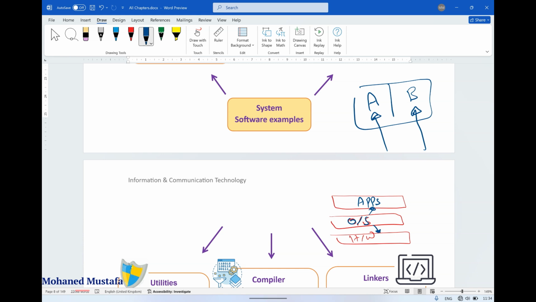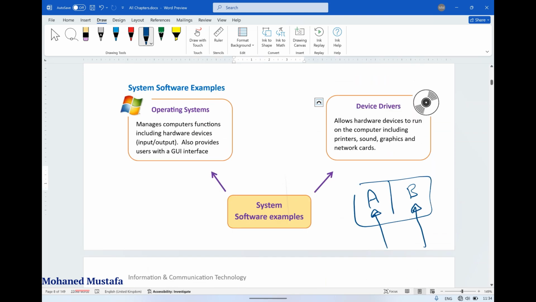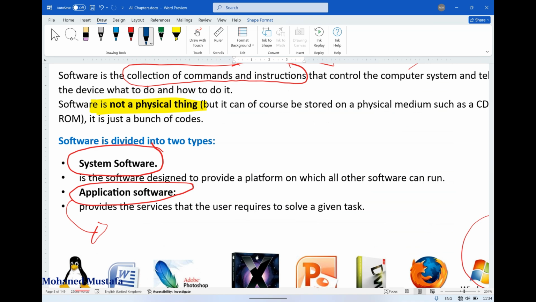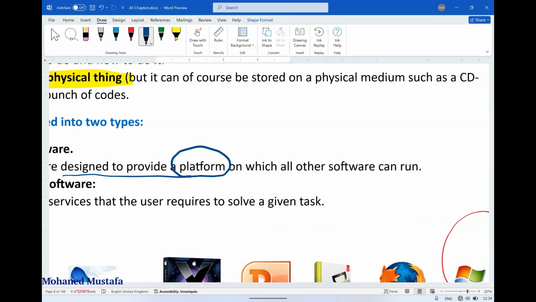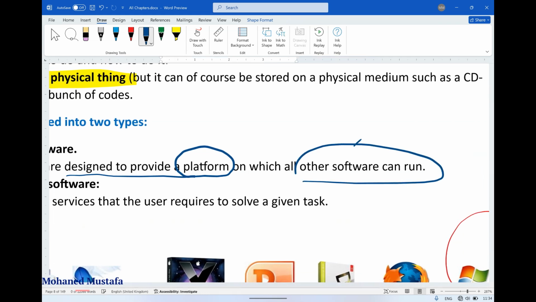So the operating system is there to manage and control the access of apps to the hardware, or the sharing of the hardware by different apps. And this is what we call system software. A system software is designed to provide a platform, controller, and manager which other software, such as apps, can run on top of.